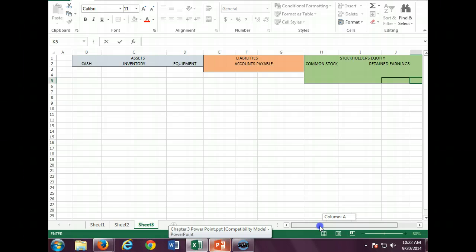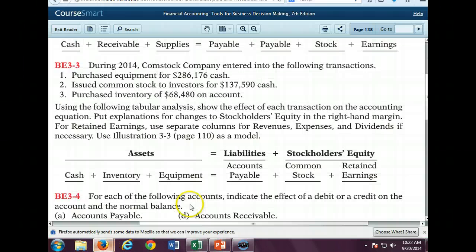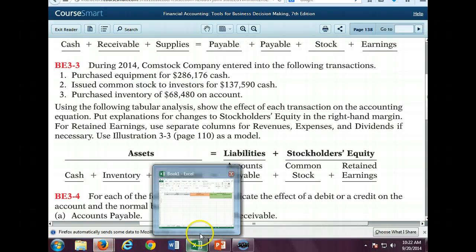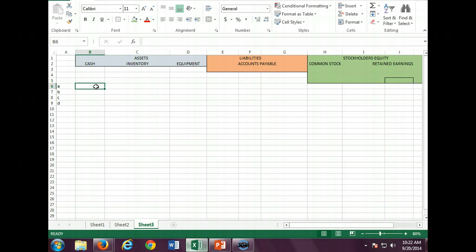So let's look here at A. We purchased equipment for $286,176 in cash. What happens to our cash? It goes down. What happens to our equipment? It goes up. So we're going to show cash go down, but equipment goes up. Does our accounting equation still balance? Assets, one went down, one went up. We're still in balance, aren't we? Make sense? Next.